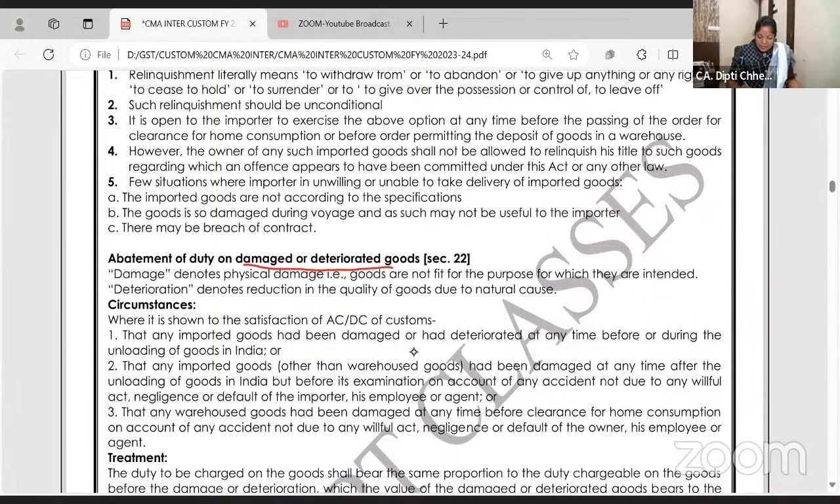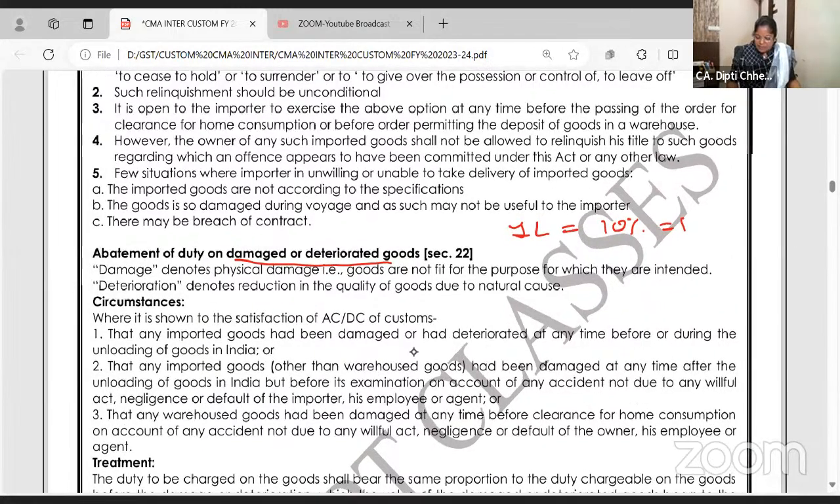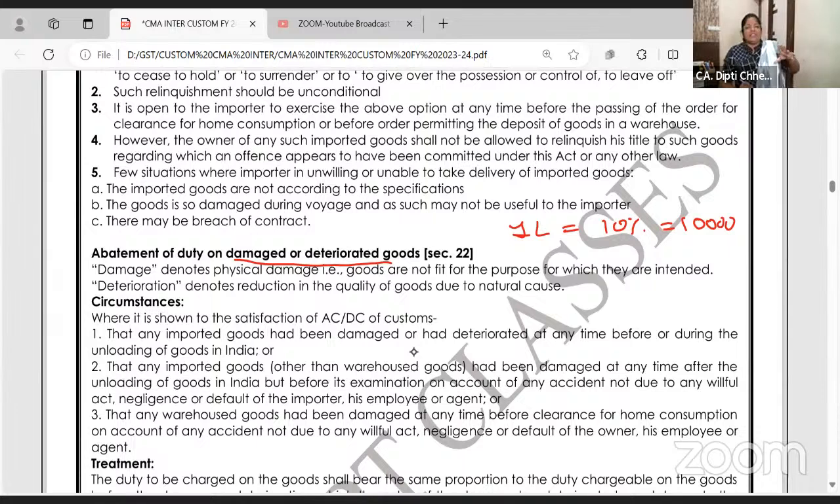Abatement of the duty. Suppose when I imported the goods, they were of 1 lakh and custom duty was 10,000. But then because in the godown there was some moisture, something, they got deteriorated. And now the goods value is 70,000. And now please remember one thing. If the goods are in the bonded warehouse of the port, the duty is payable only when they are cleared from the warehouse for home consumption.